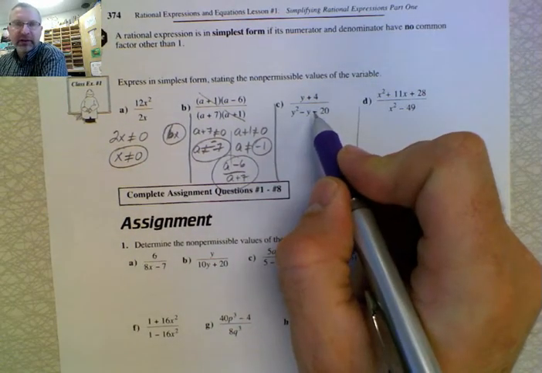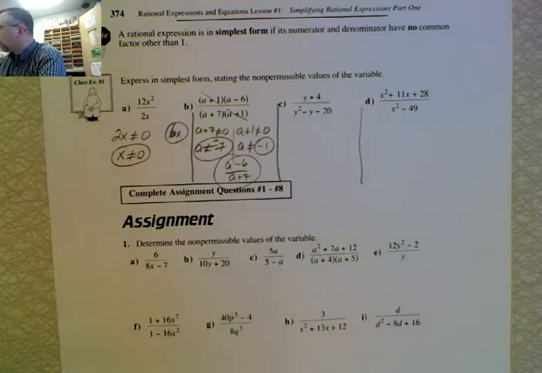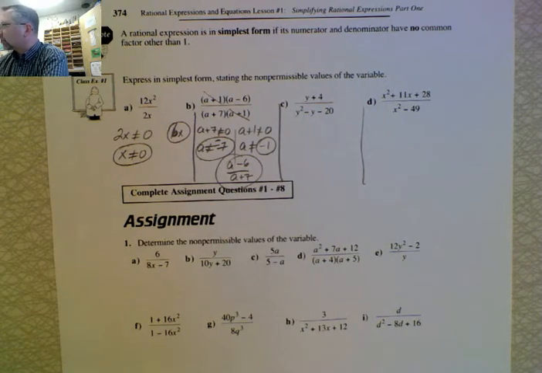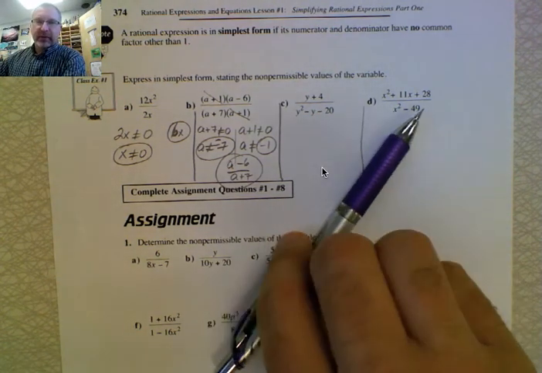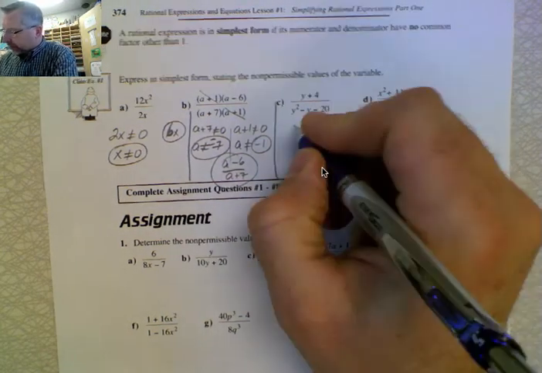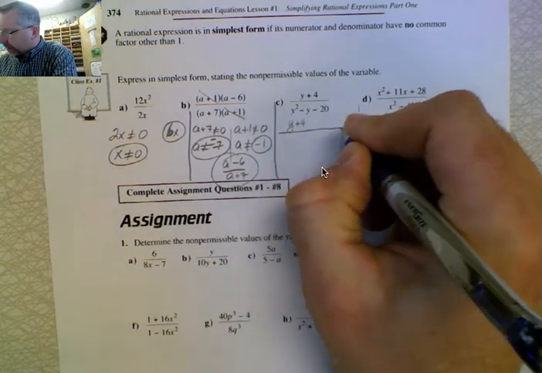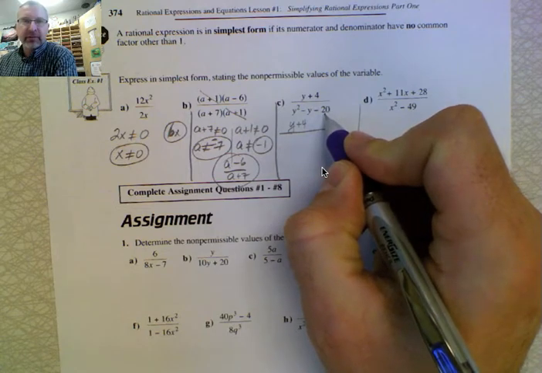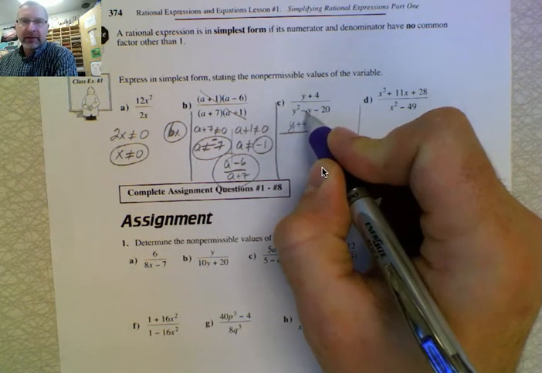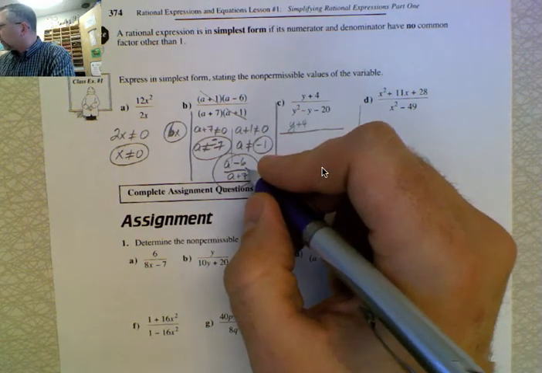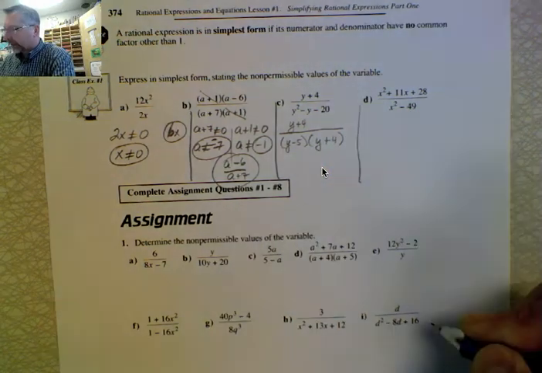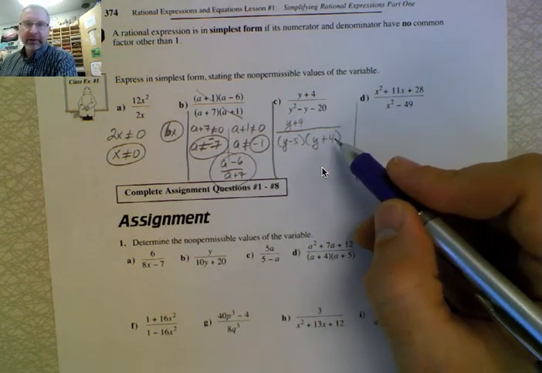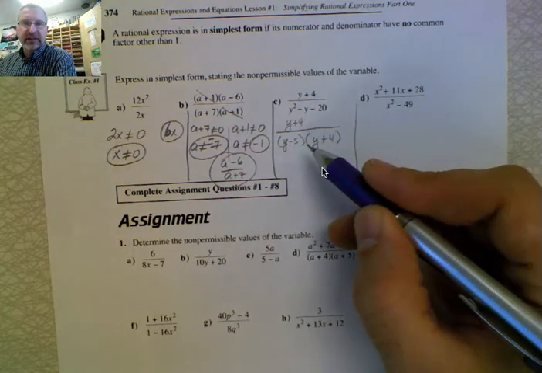If you get a question where the denominator is not factored, the first thing you need to do is you need to factor that denominator. So what we have to do is we have to factor this denominator first. The numerator, there's nothing you can factor, but if you factor the denominator, two numbers that multiply to negative 20 and add to negative 1 are negative 5 and positive 4. So now that I've factored the denominator, I can equate each of these things to 0 and I can solve for y.